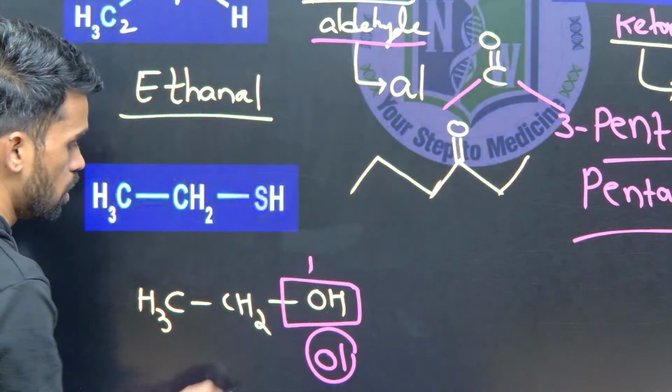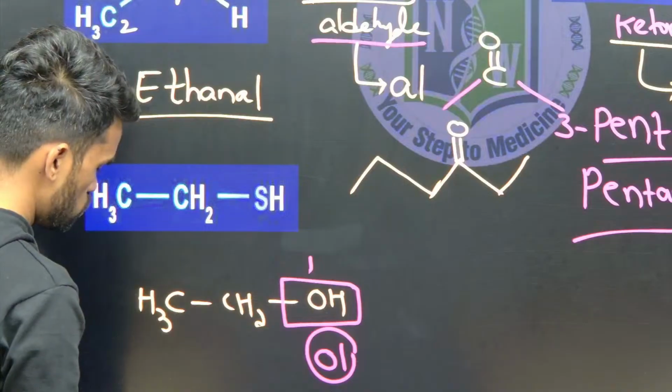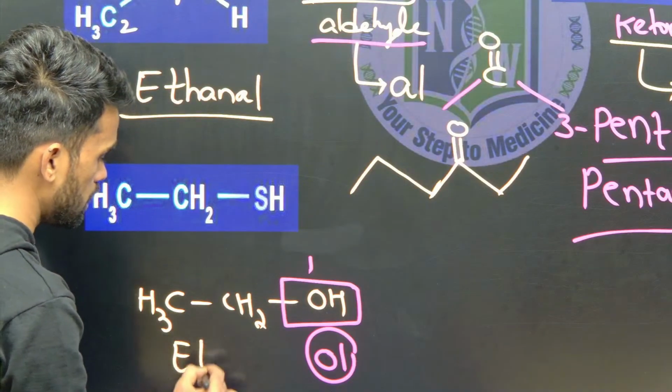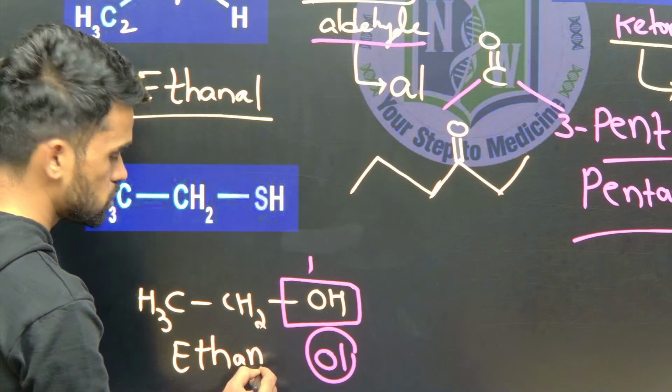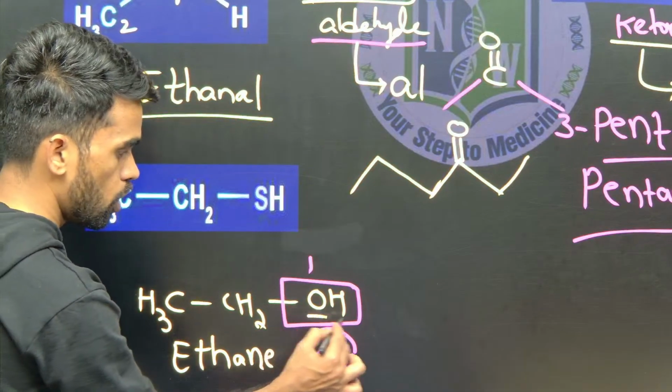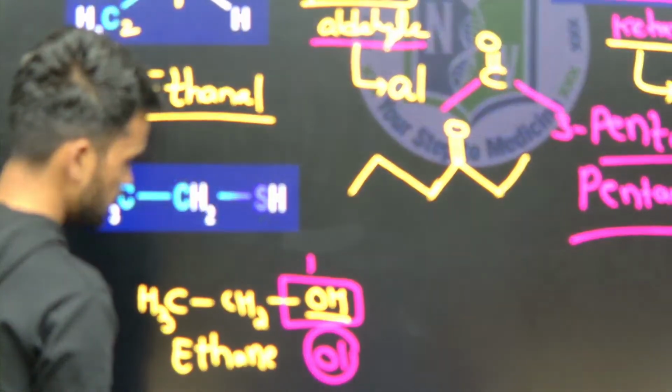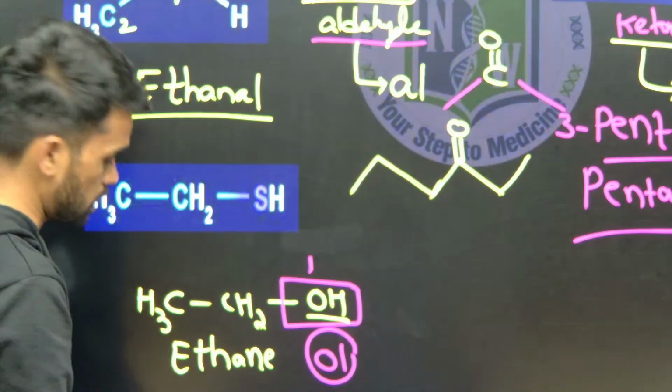I will tell you that later. Just tell me, whenever there is one OH, the name should end with ol. How many carbons are there? 2. So you should call it ethane: ethane means 2 carbons, OH means ol. Whenever there is a repetitive vowel, remove one e here: ethanol. Okay, and what about this one?